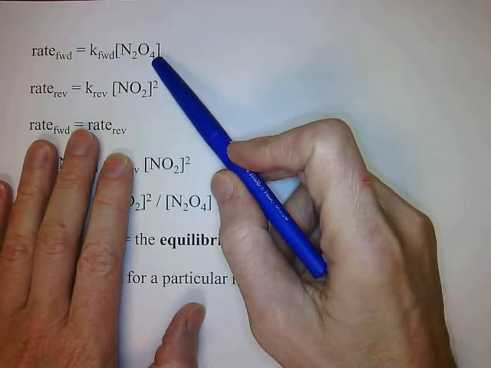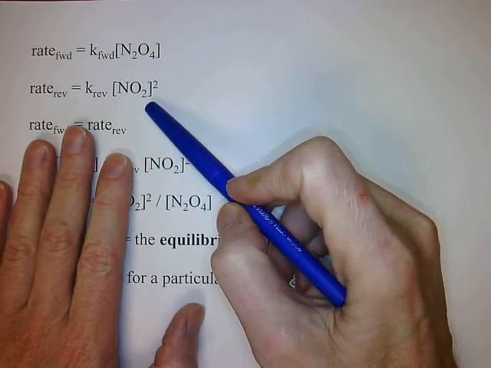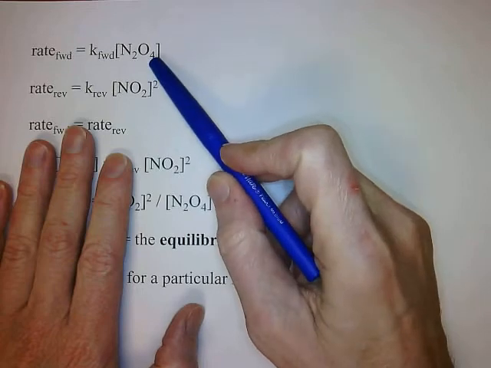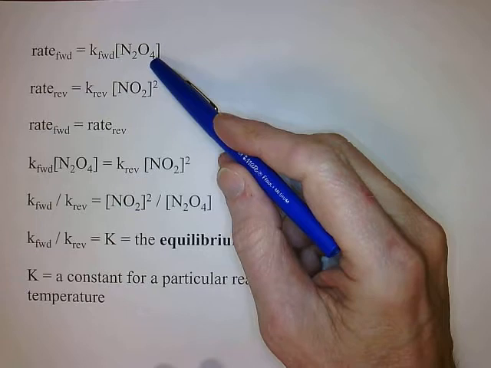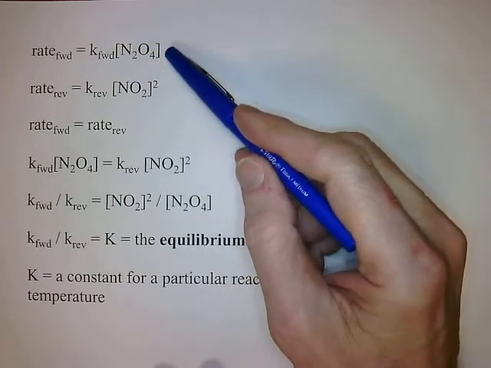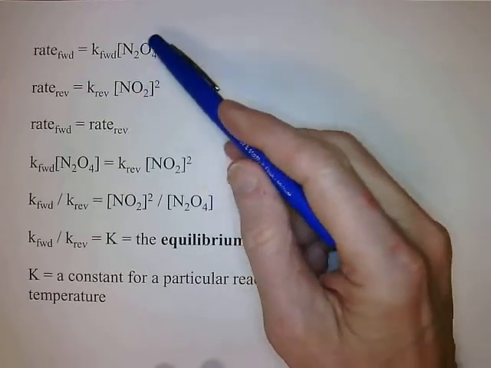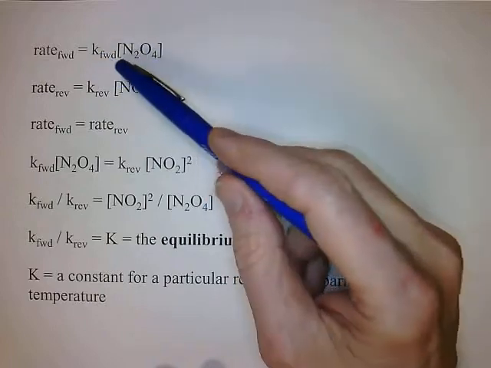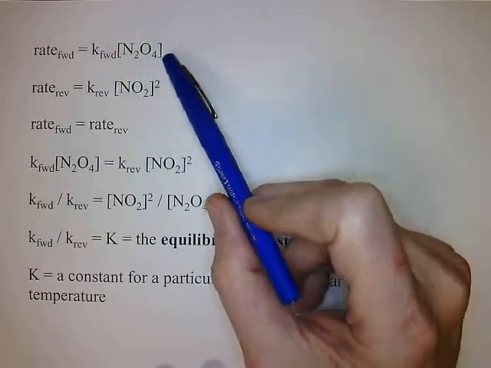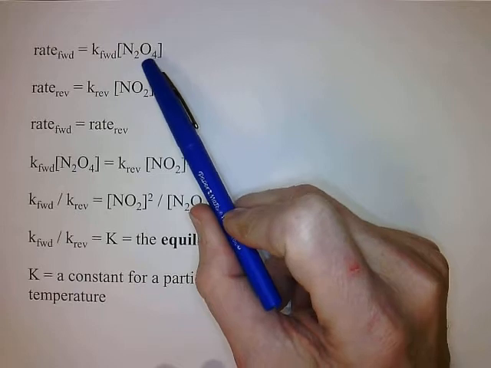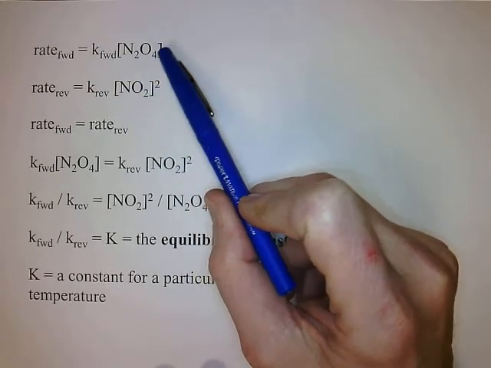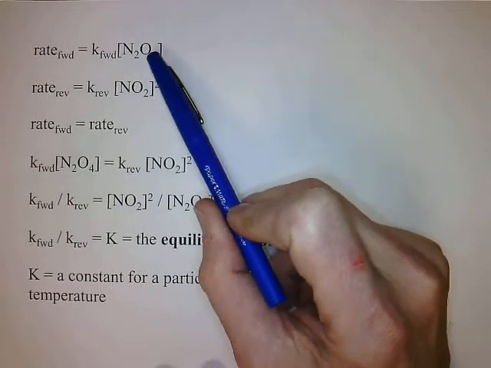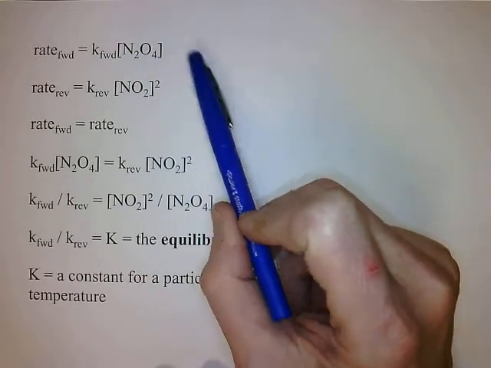Let's say we start with some pure N2O4, so there's no NO2. We put pure N2O4 into the flask, and the rate is going to depend on concentration, so it's going to start out fast and begin to slow down.